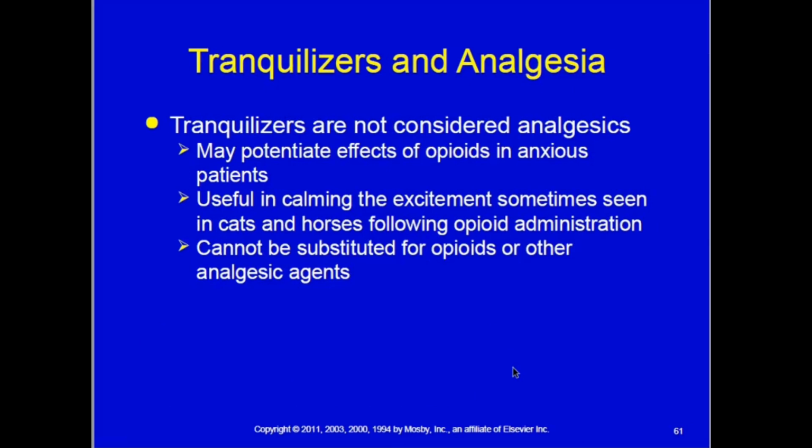Lastly, tranquilizers and analgesia. Tranquilizers are not considered analgesics. They may potentiate effects of opioids in anxious patients. They are useful in calming the excitement sometimes seen in cats and horses or other wild animals following opioid administration. They cannot be substituted for opioids or other analgesic agents. So if we are using tranquilizers alone, the patient will be calmed, the patient will be sedated, but pain will be there. So we use tranquilizers along with opioids to relieve pain.